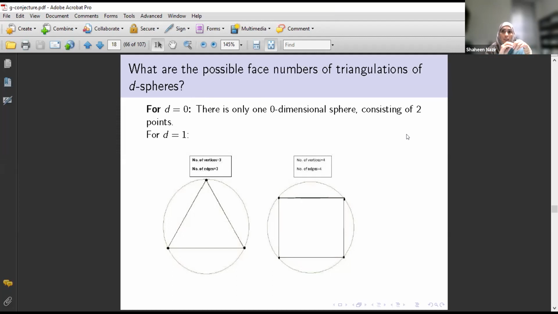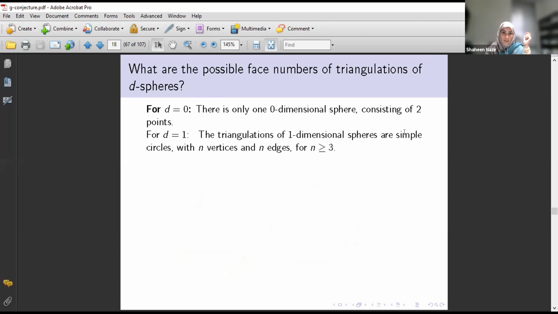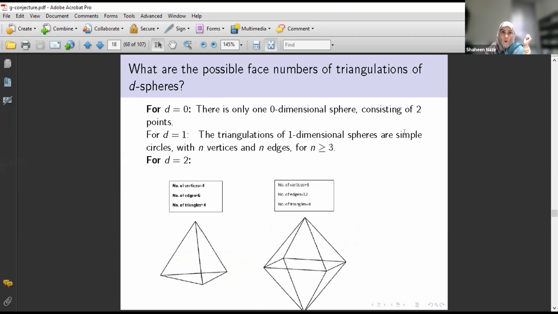But when you go to d equal to two, you have a two-dimensional sphere. If you start with n vertices, what should that n be? You can see that n cannot be less than or equal to three. To triangulate a two-dimensional sphere you need at least four vertices. If you consider just three vertices, it will not give you the two-dimensional sphere. So at least you need four vertices. Then you can calculate how many edges and how many triangles are required.